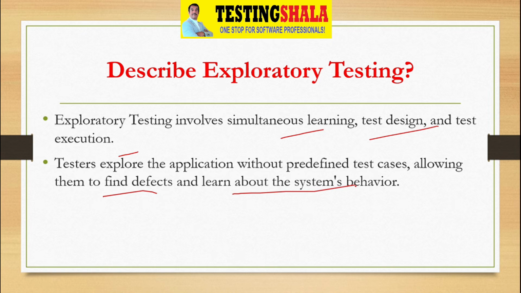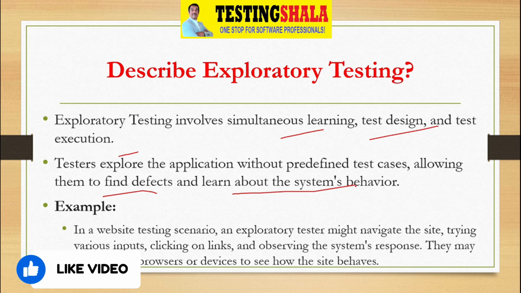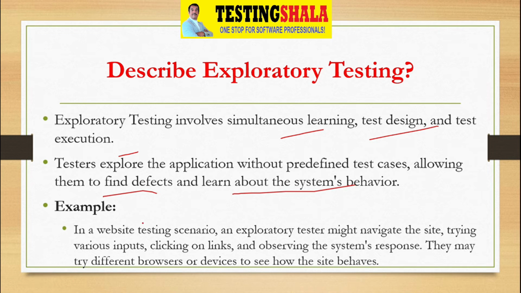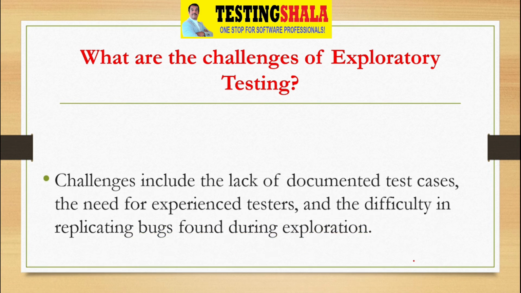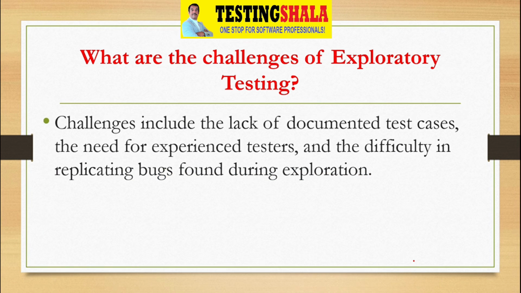The tester explores the application without predefined test cases, allowing them to find defects and learn about the system behavior. Based on that, we'll be writing the test cases and executing them. This is an example. If we take a website, the tester is going to navigate the entire website, providing various inputs randomly, clicking on links randomly and observing the system's response, and based on that they will be writing test cases. Then we can keep executing the same behavior across different browsers or devices.